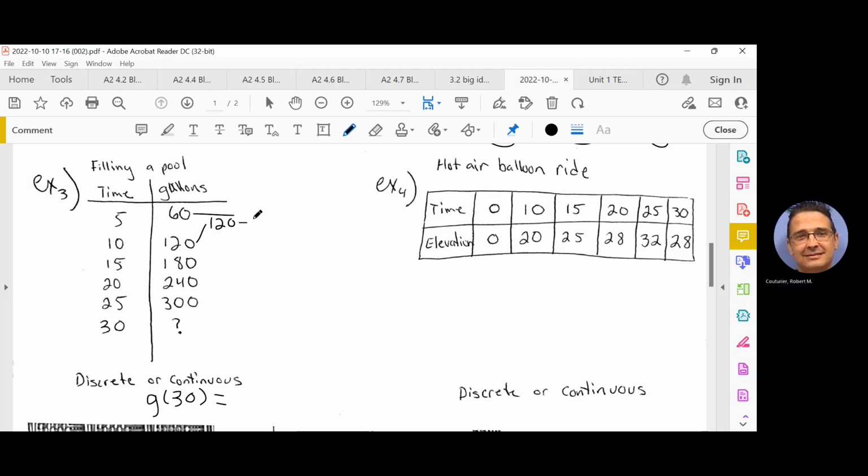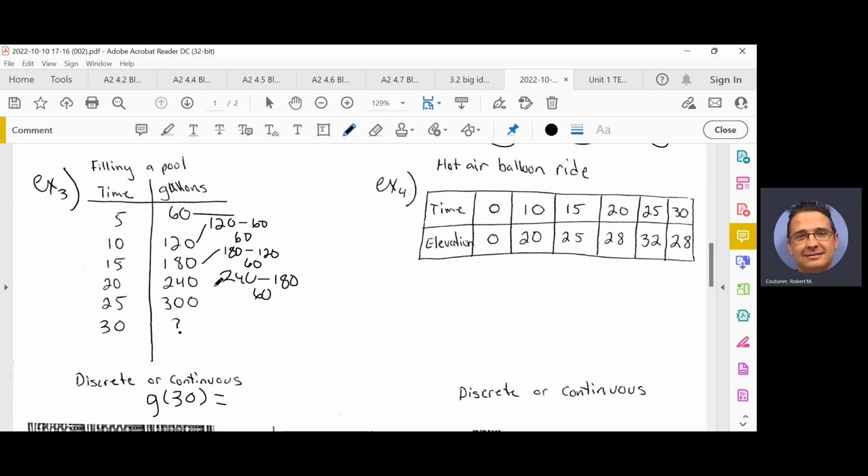We're going to minus 60. What do we get? 60. And we're going to take 180. We're going to subtract the 120. And we get 60 again. This is looking good. We'll take 240, subtract 180. We're doing that back and forth thing, so finding the difference of our y's. We also got 60. I could keep going, but I can already kind of see what's happening here, right? 300 minus 240. It's also 60. So we have a constant rate of change. We know that this is linear.